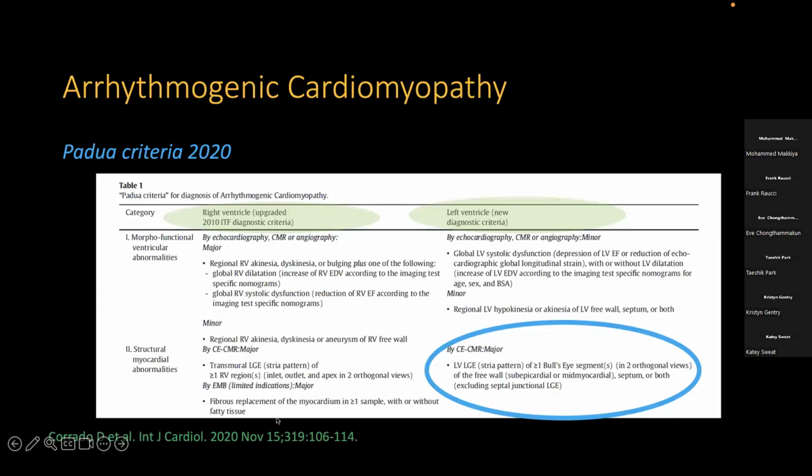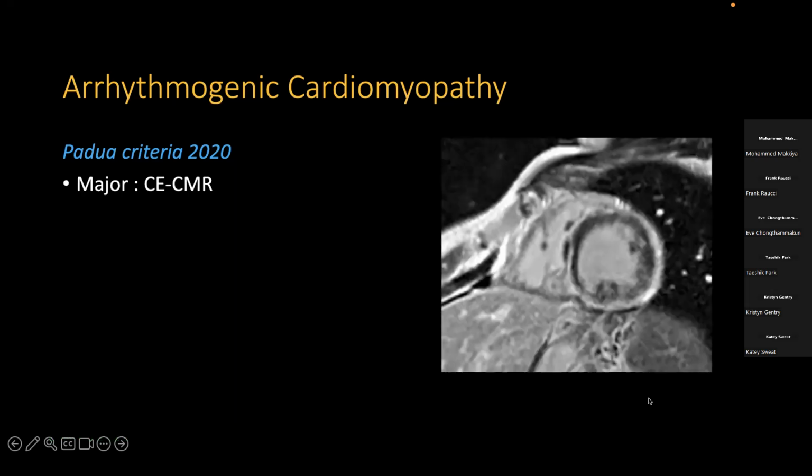And there is a proposed criteria in 2020 called the Padua criteria. It was meant to update the task force criteria a little bit and include the left ventricular variant of arrhythmogenic cardiomyopathy. And it's considered a major criterion by cardiac MRI if you see LV LGE in more than 2 segments involving the free wall, septum, or both.